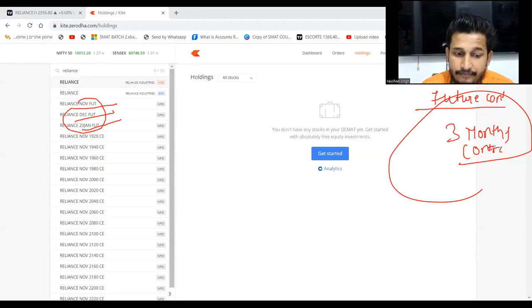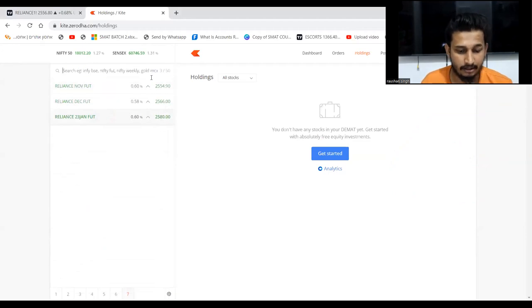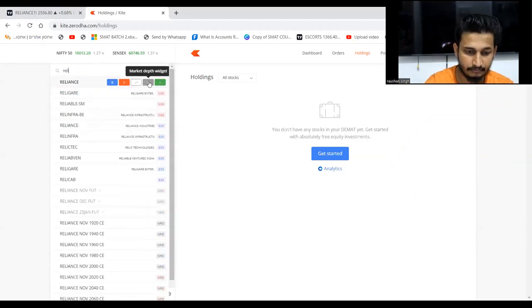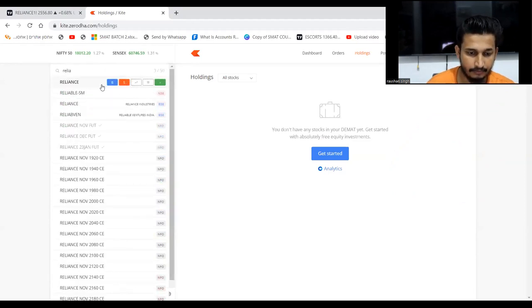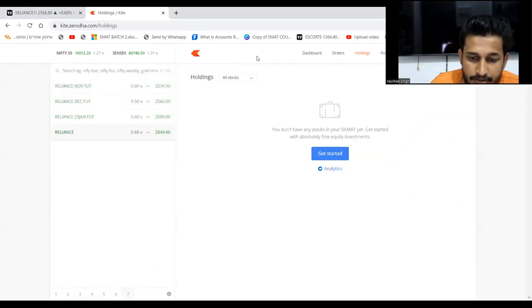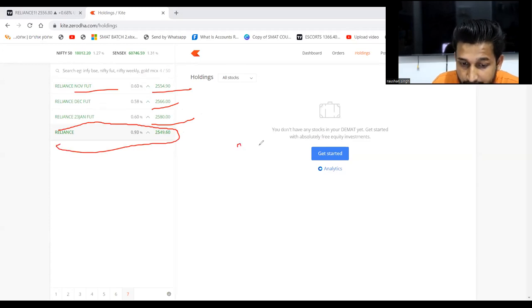So at any given point of time, Reliance, or any stock or any index, will have 3 future contracts: the current month, next month, and next to next month. Over here, if you can see this, this is the price of the November month. The price is 2554, the December month is 2566, the January month price is 2580, and the stock price is 2549.